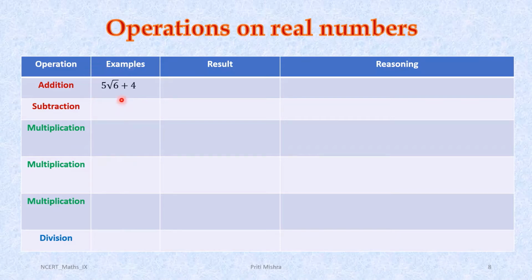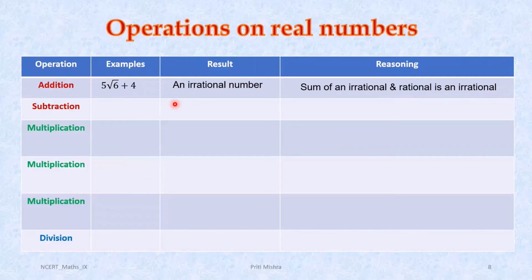Here I am showing you an example. The number is 5 under root 6 plus 4. These two are real numbers. This is an irrational number and this is a rational number. So the result we are getting here is an irrational number. What is the reason why this is an irrational number? Because the sum of an irrational and rational is always an irrational number. So this is an irrational number.